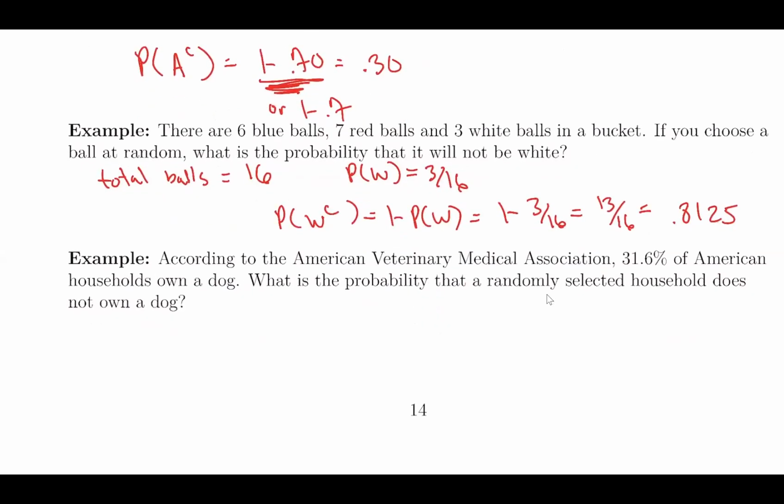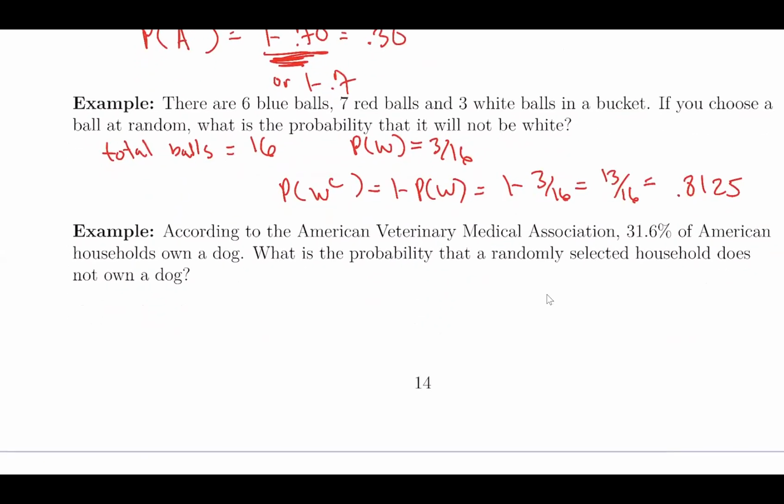All right, so let's do this next example. If you look at this last example, I didn't give you the probability. You had to find the probability in order to do P of W. For the next one, I gave you the probability. So for this one, it says, according to the American Veterinary Medical Association, 31.6% of American households own a dog. What is the probability that a randomly selected household does not own a dog?